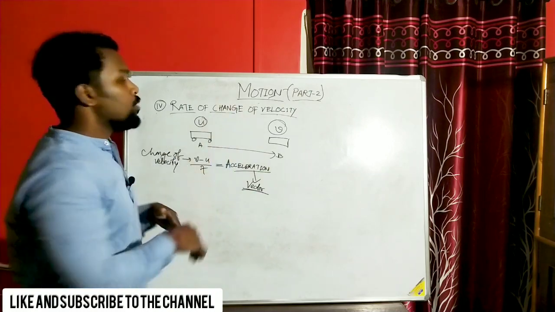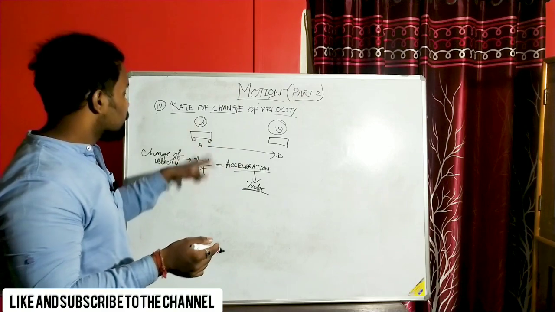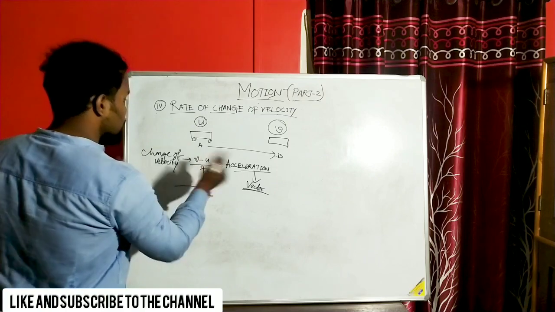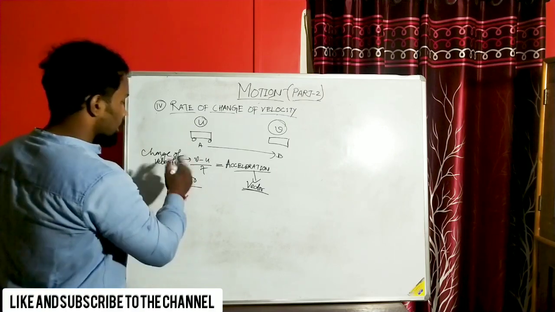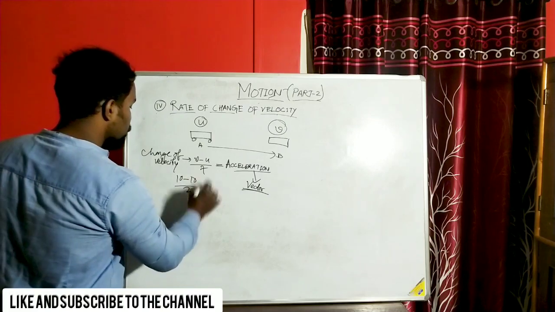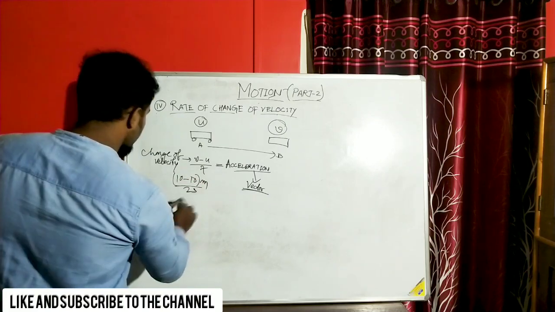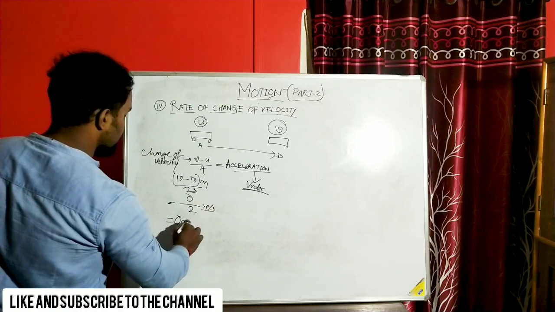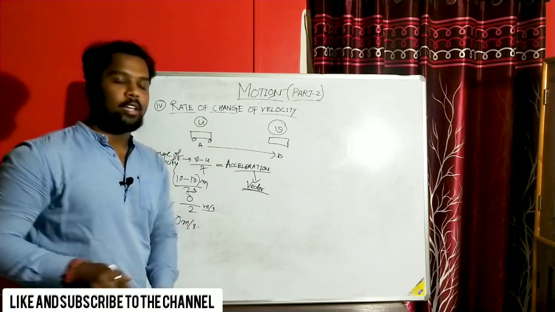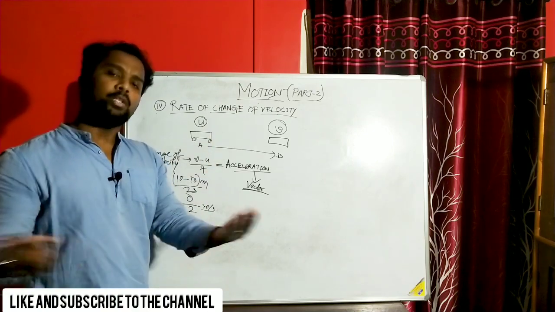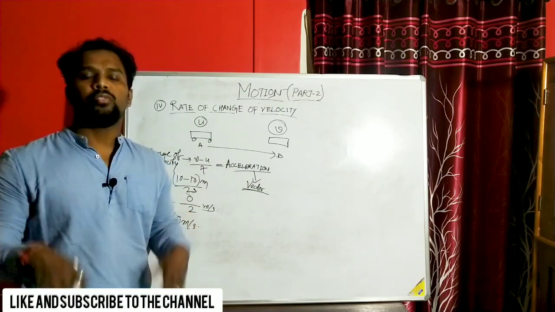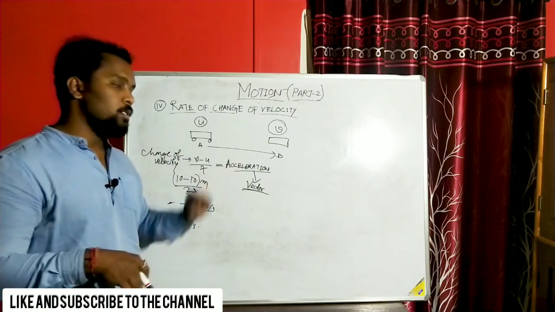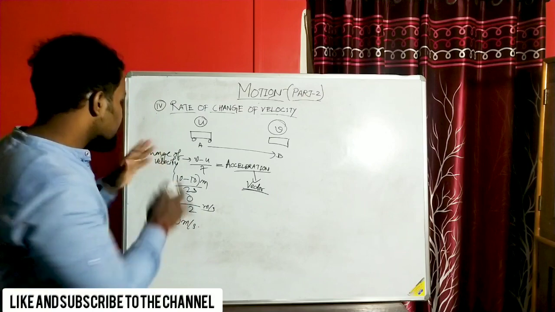If the change of velocity is constant, consider what I told you: if the velocity is the same, 10 meter minus 10 meter, and the total time was 2 seconds, 10 minus 10 means 0, divided by 2 meter per second, the answer will be 0. That means acceleration can be 0 too. Velocity can be 0 too. If you are at a standing position, your velocity was 0. So velocity can be 0, and acceleration can be 0 too. This is the main thing.